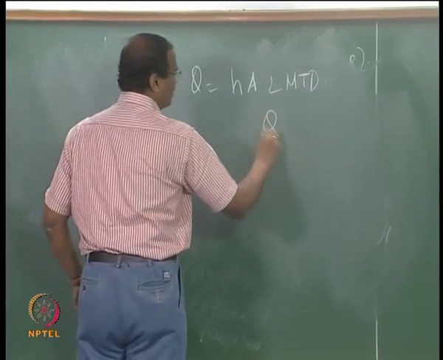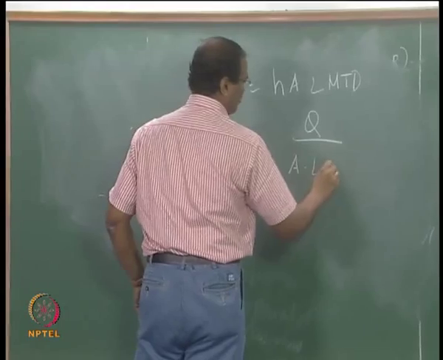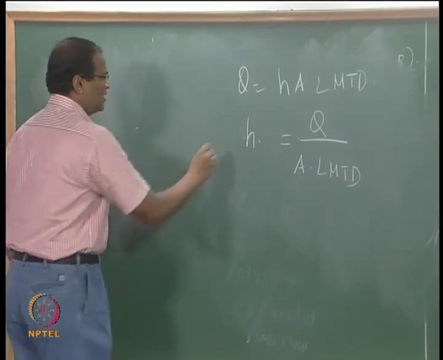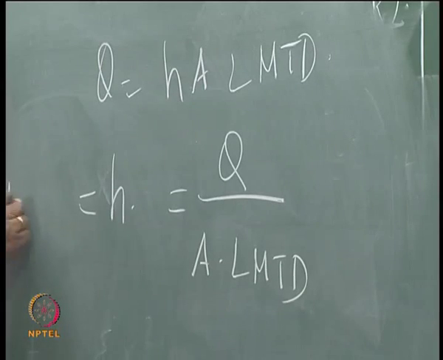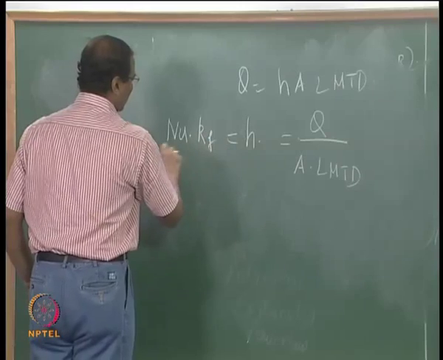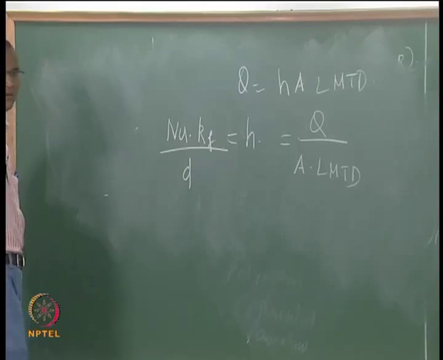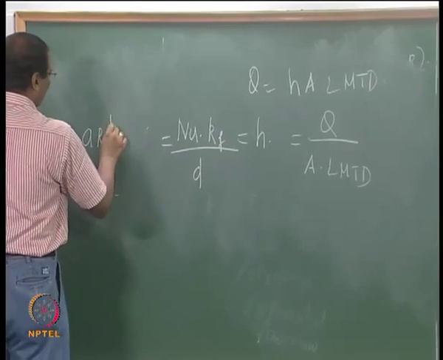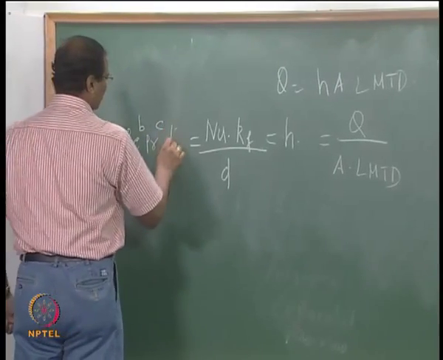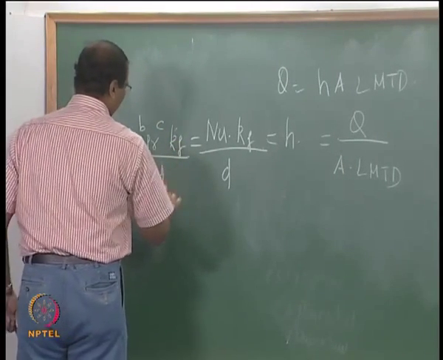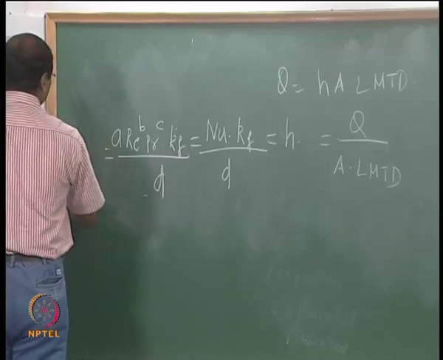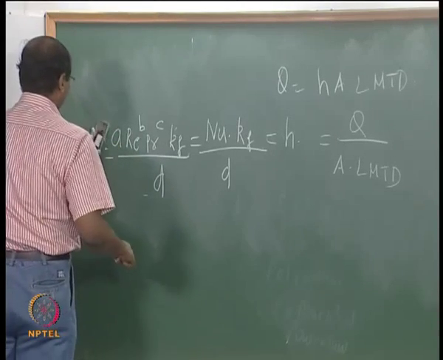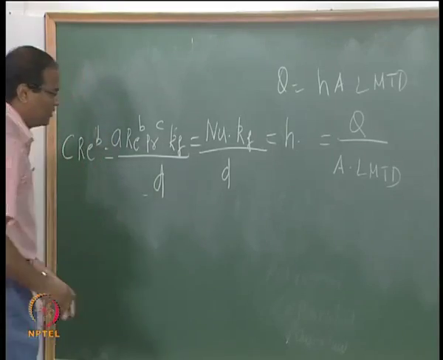Once I use this, I can divide Q divided by A into LMTD. This is my heat transfer coefficient. This heat transfer coefficient is equal to my Nusselt number into thermal conductivity divided by the diameter. This Nusselt number is equal to a Reynolds number to the power of b Prandtl number to the power of c, into thermal conductivity divided by D. This is C Reynolds number to the power of B, where the C absorbs all the other constants.